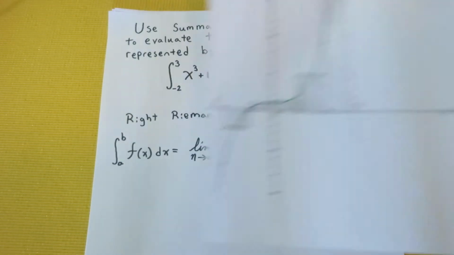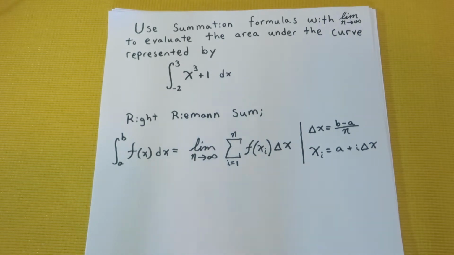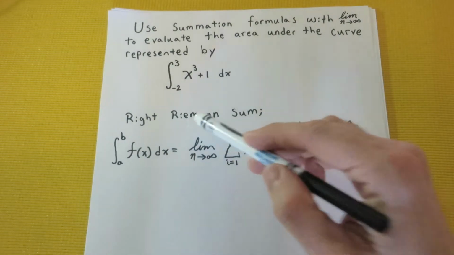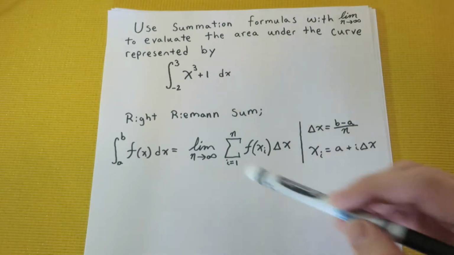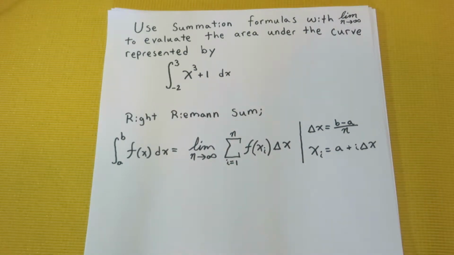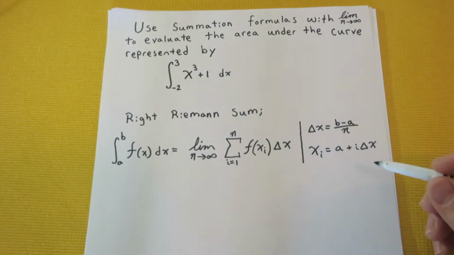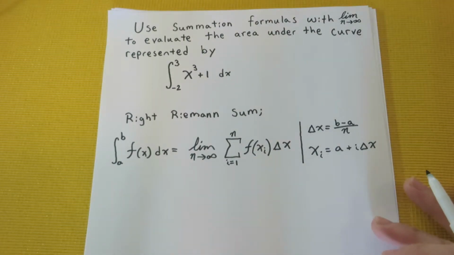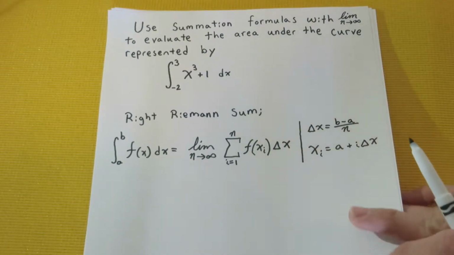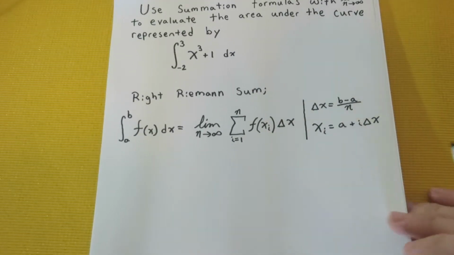So we could do that one of a few ways. We could use right Riemann sums, we could use left Riemann sums, but I find it's a little bit easier just to use right Riemann sums and then take the limit as n approaches infinity. It just seems to make it a little bit cleaner. So let's pattern match here with our formula and see if we can come up with the notation that we need to work with.